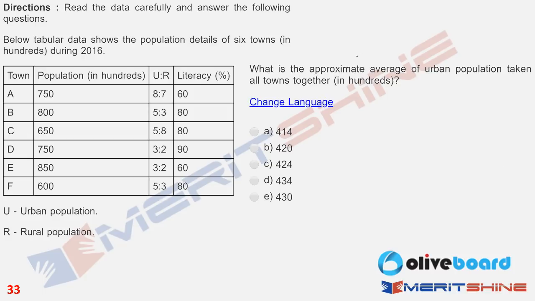Now, what is the approximate average of urban population taken all towns together? This is calculation, nothing much. This is how much? 8, 5, 15 is 150. 50 of each. This is 400. This is 8 means 100. This is 500. This is 13 means 50. Again, 250. How much is this? 5 means 150. This is 450.